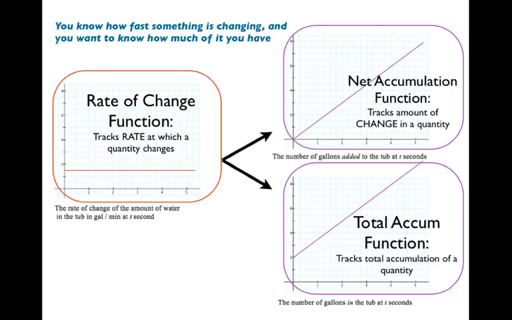So this is where we're going in the next 2-3 weeks. And this is when it gets hard. This is when it starts getting hard. Okay? And that's why all these things we've done in the first month are critically important. They're all going to be involved in this process of, we know how fast it's changing, we want to know how much we have.